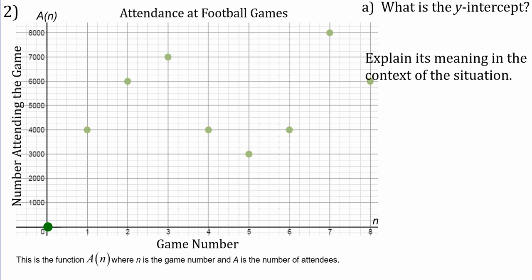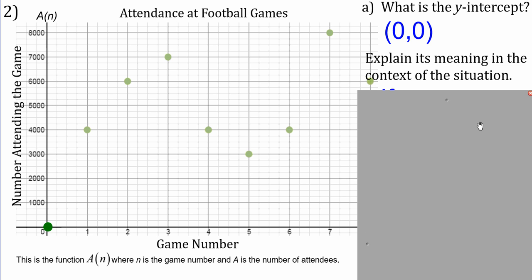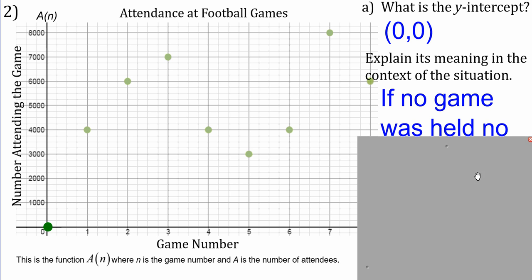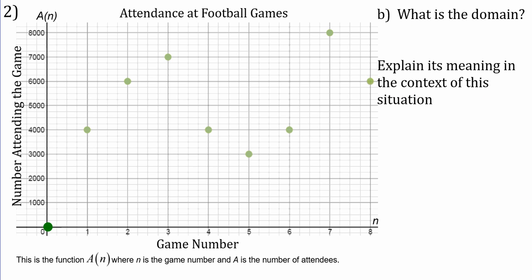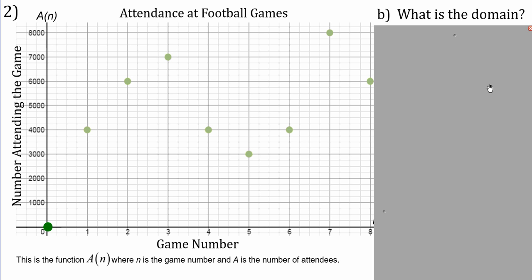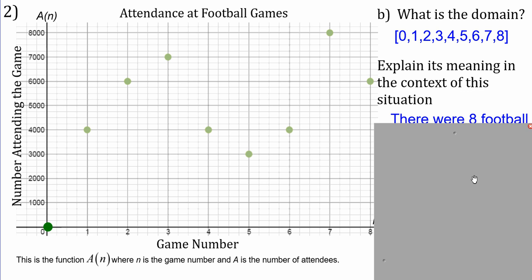What is the y-intercept and explain its meaning? Well, we already said we knew where the y-intercept was at, 0, 0. And what's the meaning? Well, if no games are held, then no people attended. What's the domain and explain its meaning? The domain, again, is a set of all the input values, and we have very specific inputs. And since it's discrete, we have to list those inputs individually. So we have a bracket, 0, 1, 2, 3, 4, 5, 6, 7, 8. What are the meanings? It's saying that 8 games were held.